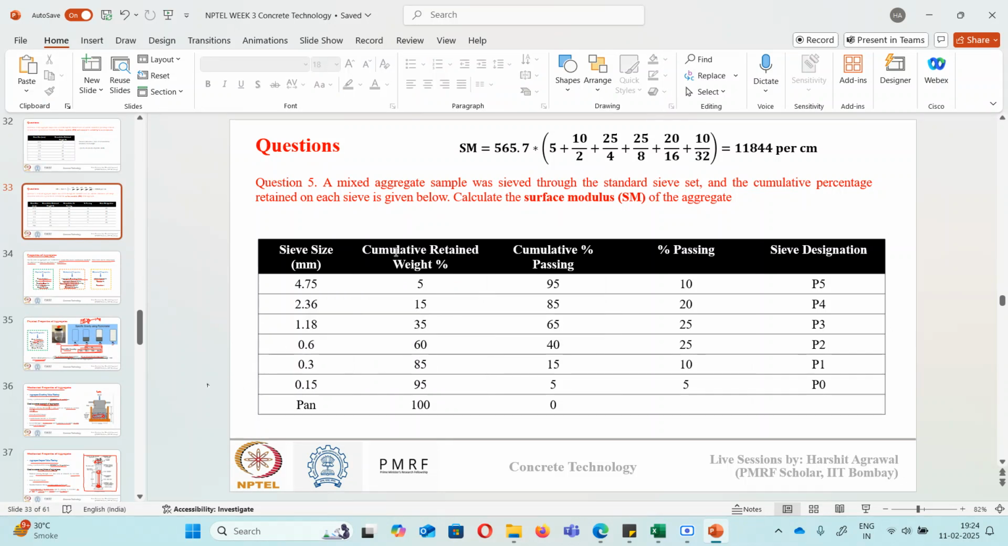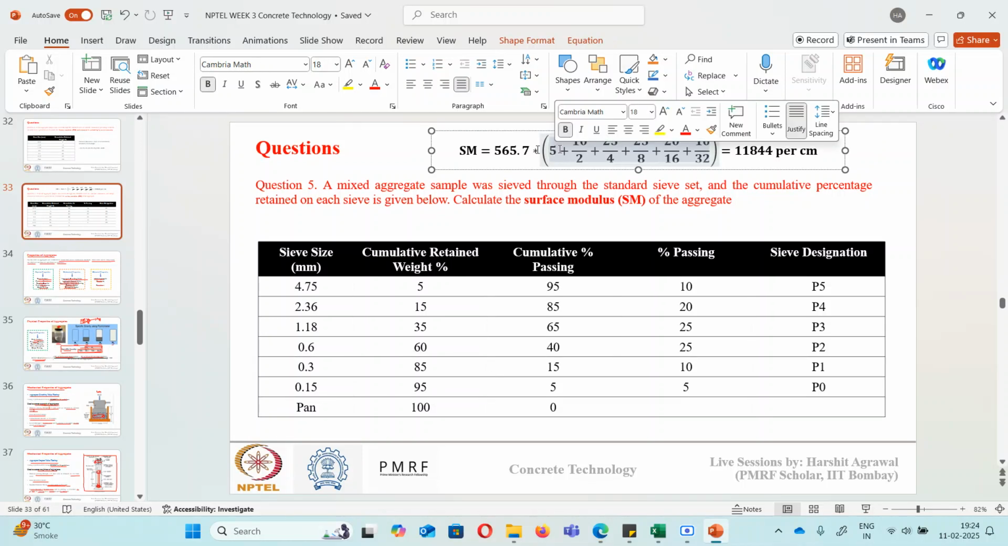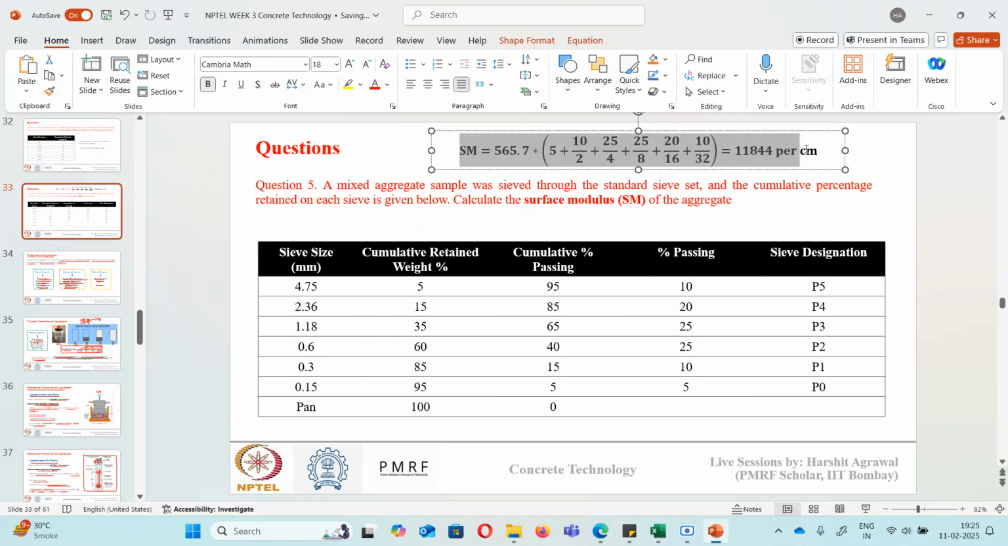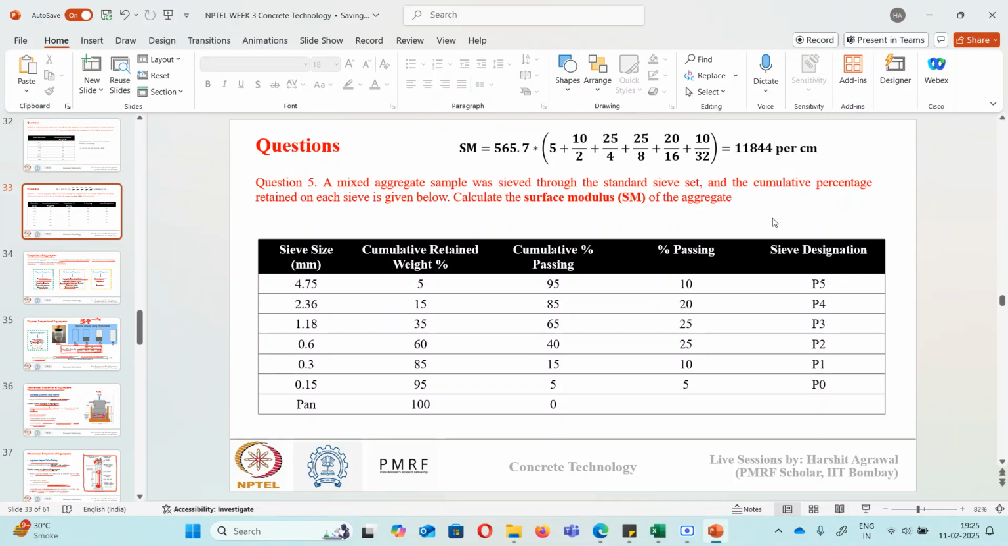Now here in the question I had cumulative percentage retained, but for the values for surface modulus, I need particle in a particular range of size. So that's why I determined percentage passing. From cumulative percentage retained, we calculated percentage passing, and then these values I did using the sieve size that I know, I placed in the formula and calculated the surface modulus.